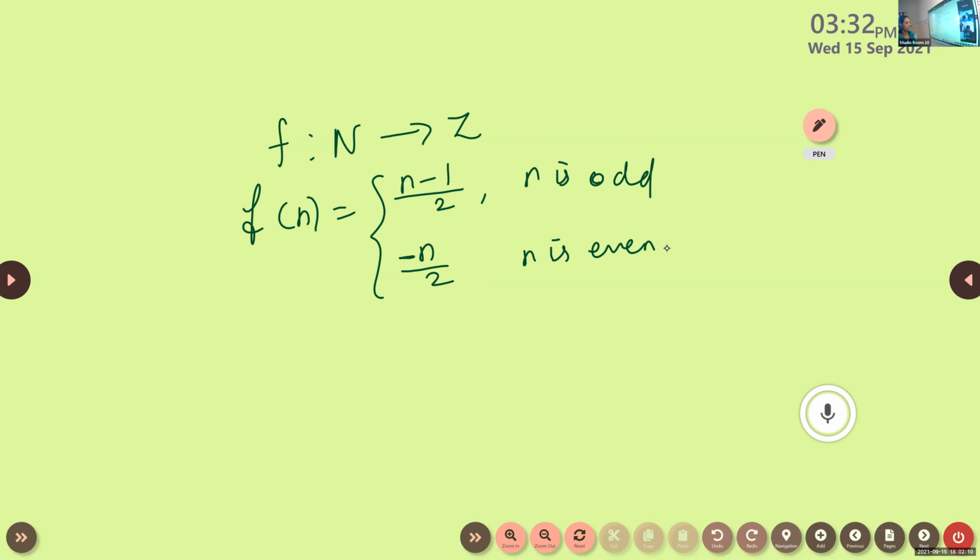F is a function from N to Z. N is natural numbers and Z is integers. Is it one-one? You can draw the figure and you can check. Easily you can check. What is the answer? Srihari, you have to give the answer.